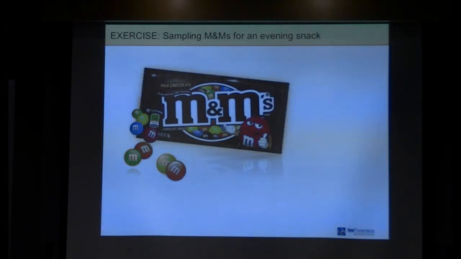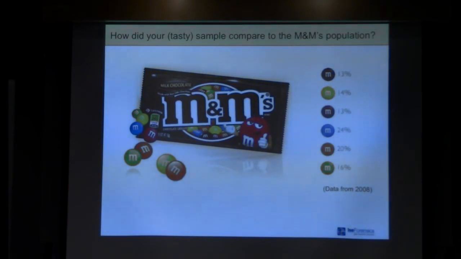This is the first time I've done this, but it's a sampling example. You have all sampled M&Ms, okay? So go ahead and open them up. This is the production of M&Ms. This is some historic data from 2008, but they don't actually create or make even numbers of M&Ms. So how did your samples match this worldwide population of all M&Ms out there? I'm curious to see if anyone hits this even closely.